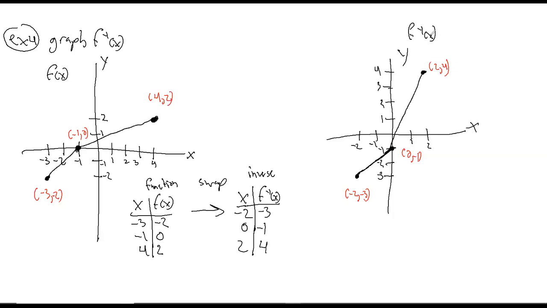Now I'm going to redraw both of these again, but I'm going to put them on the same graph because I mentioned that extra little thing, you can tell that they're inverses because they're a reflection about the line y equals x. But that's the answer. That's all I asked for.